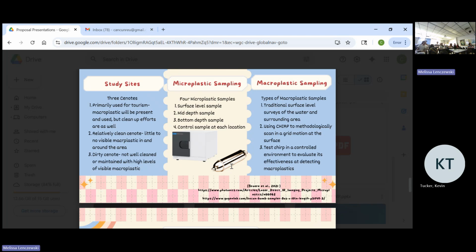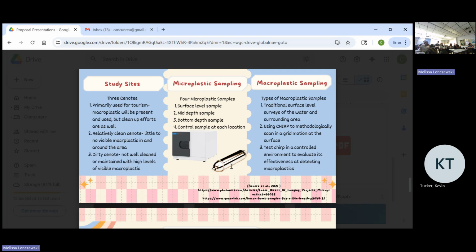For the microplastic sampling, I would like to take 4 microplastic samples, one at the surface level, one at the mid depth, and one at the bottom depth of the cenote to look at throughout the water column. We'll also be taking a control sample at each location, and if time allows, doing a positive sample and a negative sample to test the DI water at the lab that will be used with these samples. And then the positive sample will be just to make sure that our technology and our methods are working the way that they should be.